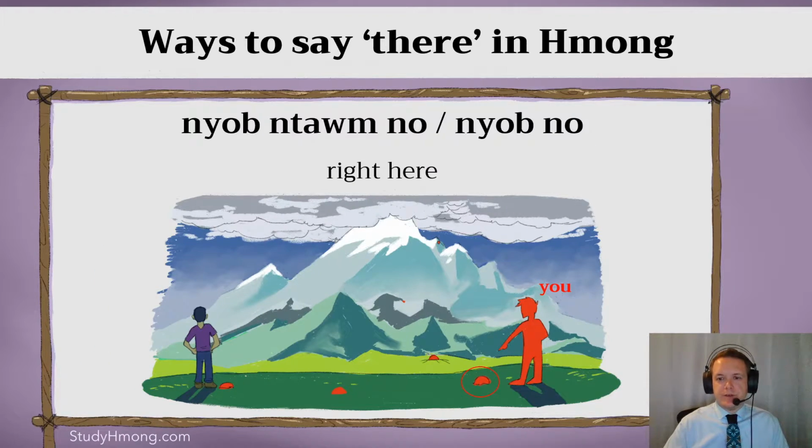Now, let's assume that you're the person in the red. That's why it says you. And you want to refer to a rock or something that's immediately next to you. Well, you can use that with the phrase "Nyo da no" or "Nyo no." I prefer "Nyon da no." That is a way of saying right here.